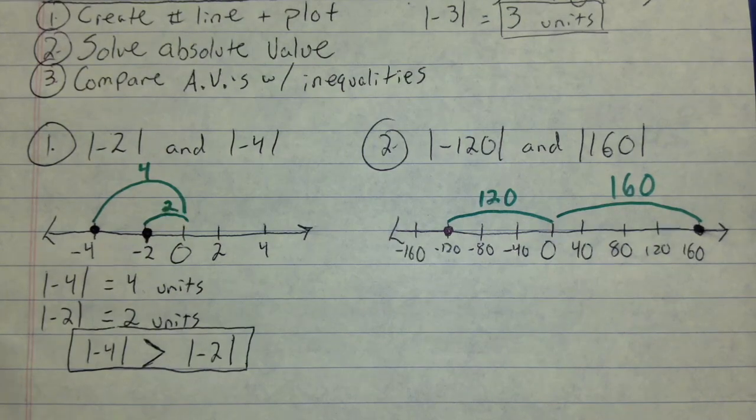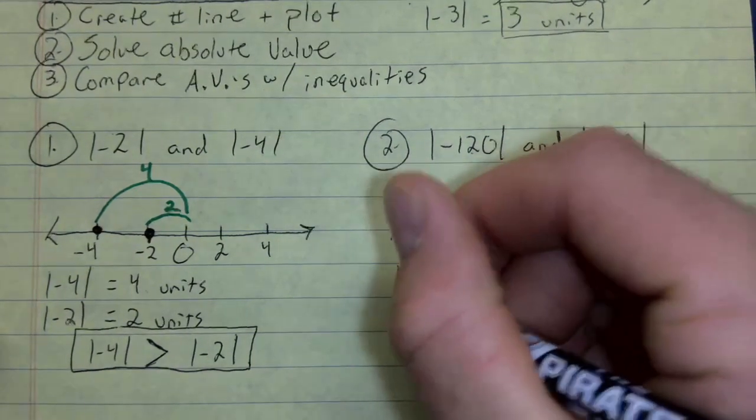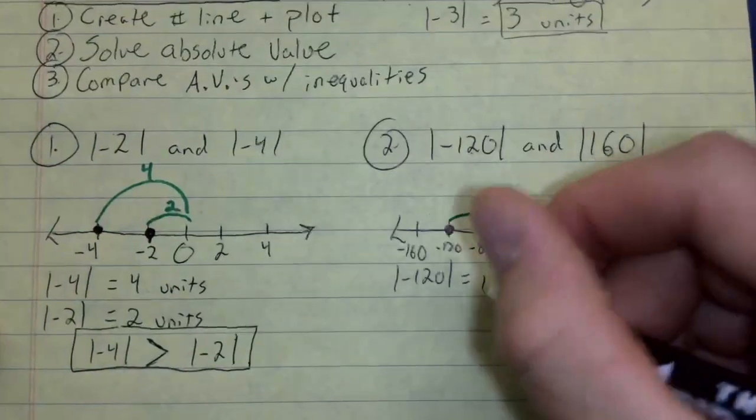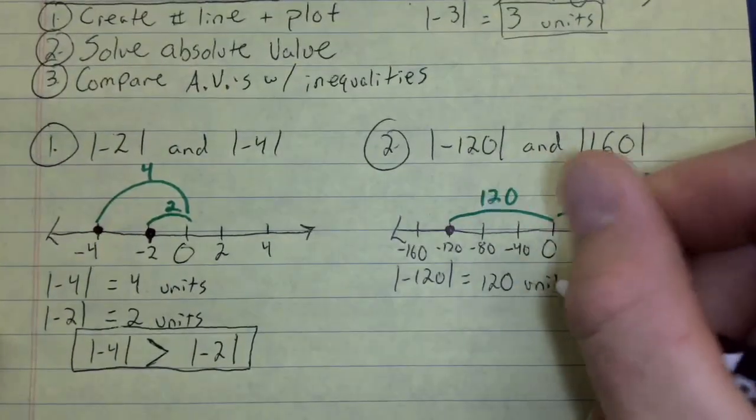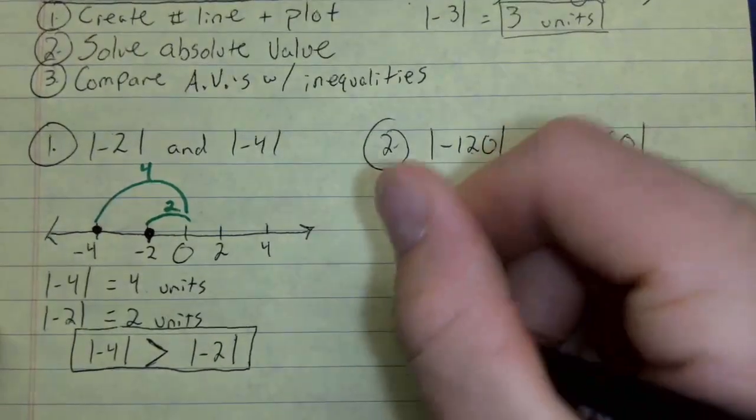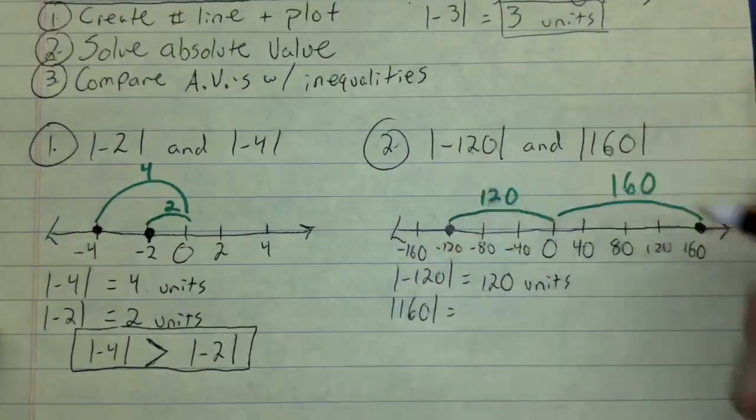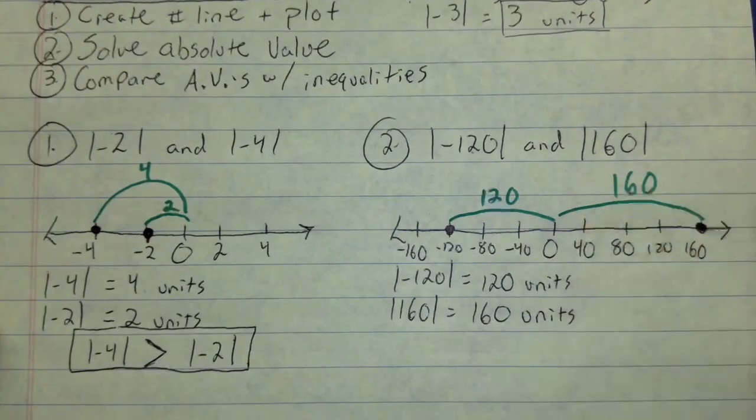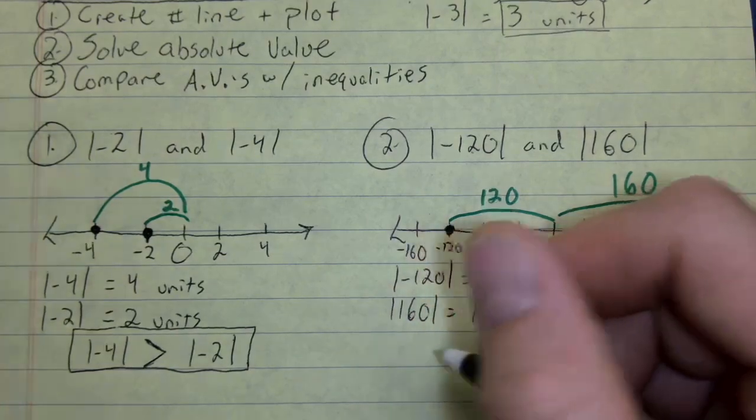Step 2 is solve your absolute values. The absolute value of negative 120 is 120 units, just like what you wrote on your number line. And the absolute value of 160 is 160 units. Absolute value is always positive, always positive. So when you go to compare, step 2 is done.